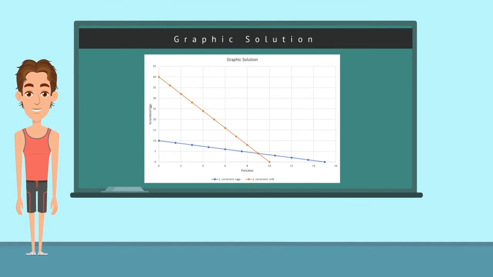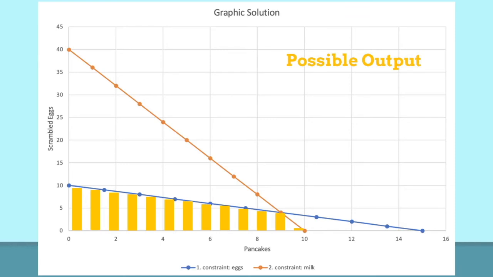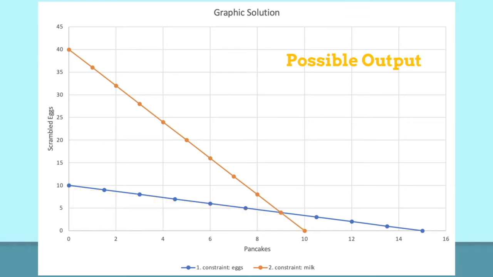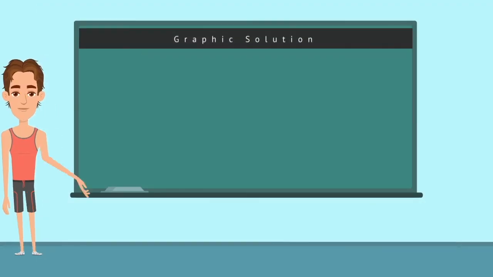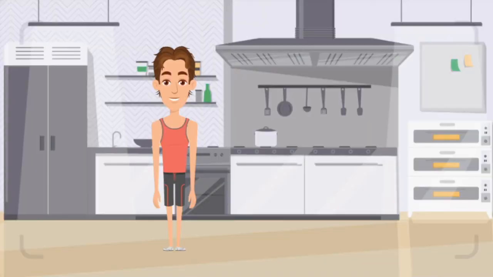By connecting the 2 graphs of the constraints, we can now display the possible output like this. In the graphic solution, you can see that the maximum can be achieved where the constraints meet. Now you can see that the maximum amount of portions, and therefore of protein, can be achieved by cooking 4 portions of scrambled eggs and 9 portions of pancakes. This results in 13 portions with a total protein content of 325 grams.